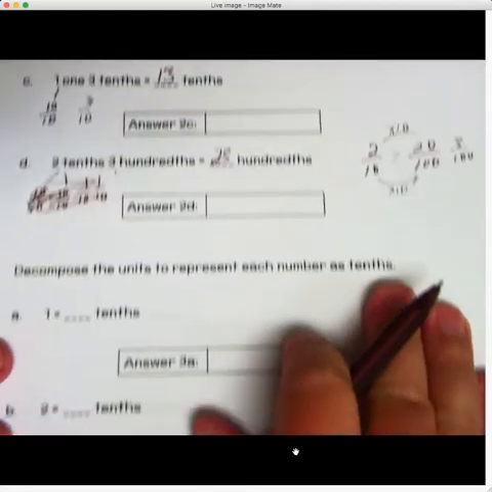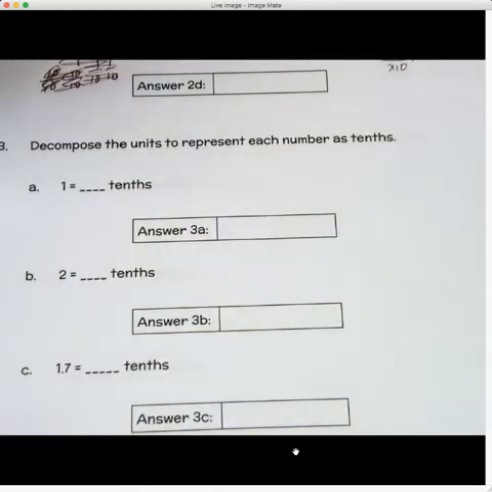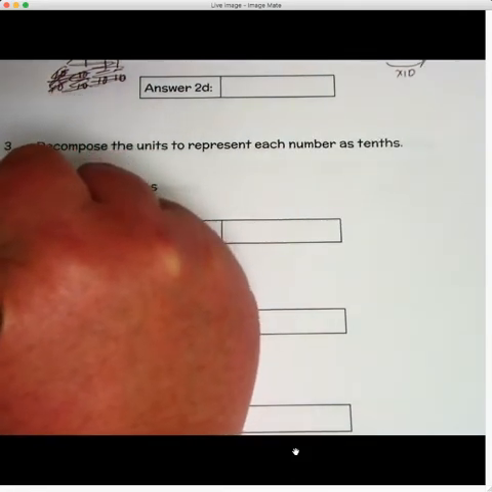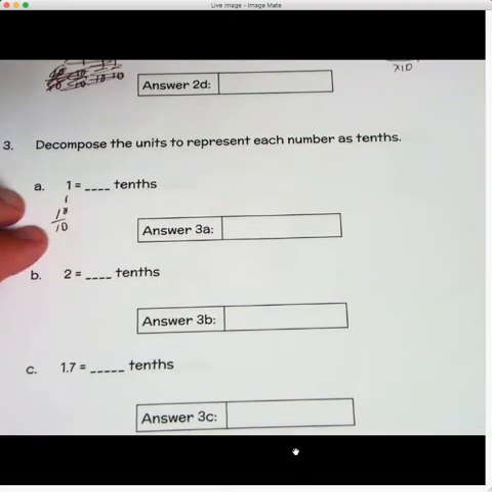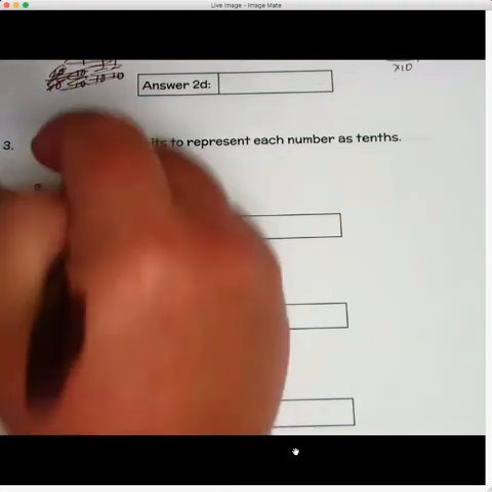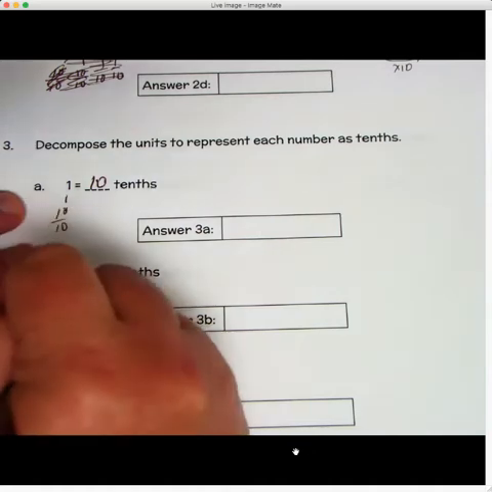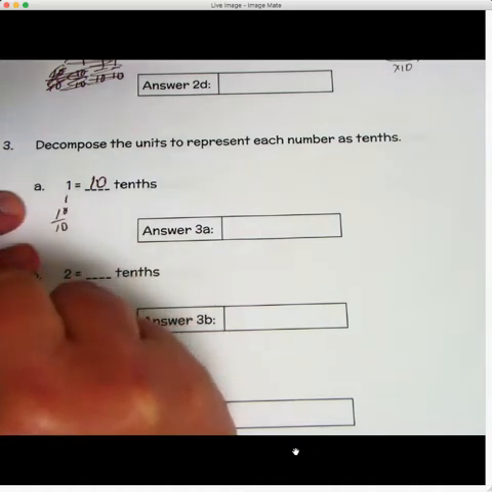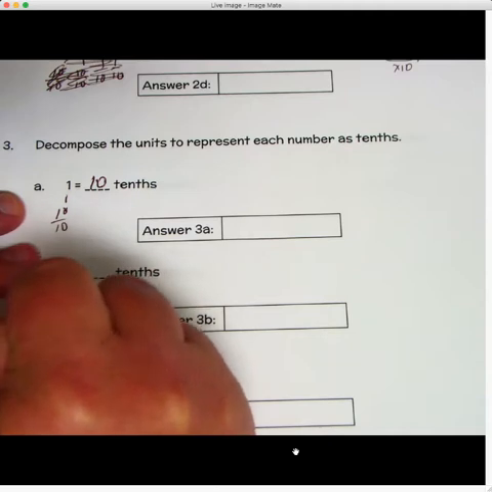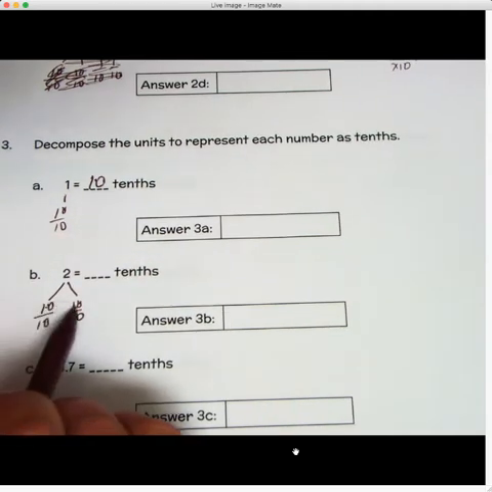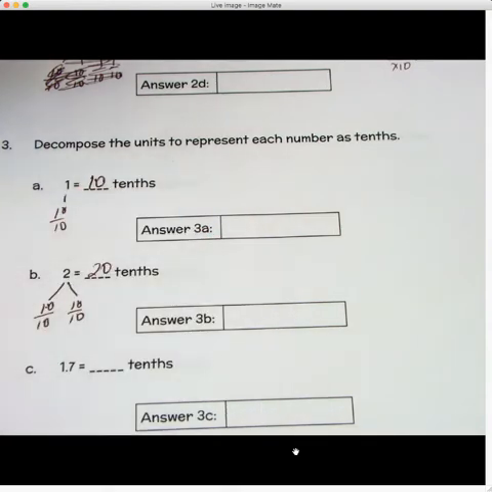Okay, moving on. Decompose them to represent each number as tenths. 1 is how many tenths? Well, 1 would be 10/10, right? 10/10 is the same as 1, so 1 is 10/10. To get 2, we'd have 10/10 and 10/10 more. So how many tenths is 2? I've got 10, 20. 2 is 20/10.